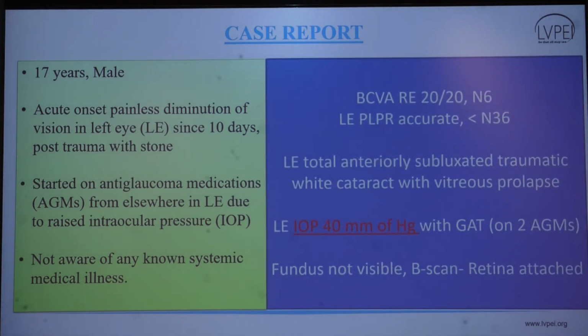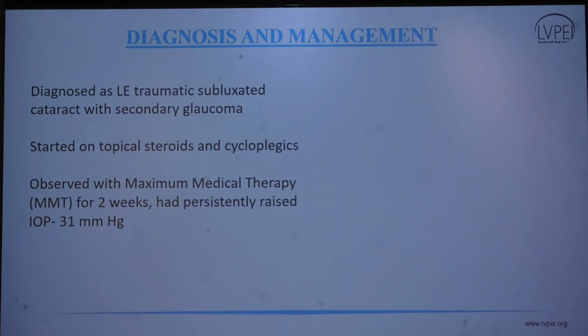The left eye best corrected visual acuity was PL PR accurate with an intraocular pressure of 40 millimeters of mercury. He also had a left eye totally anteriorly subluxated traumatic white cataract with vitreous prolapse in the anterior chamber. The fundus was not visible at all, but the B scan showed that the retina was attached. So he was diagnosed as left eye traumatic subluxated cataract with secondary glaucoma. He was started on topical steroids and cycloplegics, and observed on maximum medical therapy for 2 weeks. But in spite of that, he had a raised intraocular pressure of 31 millimeters of mercury.